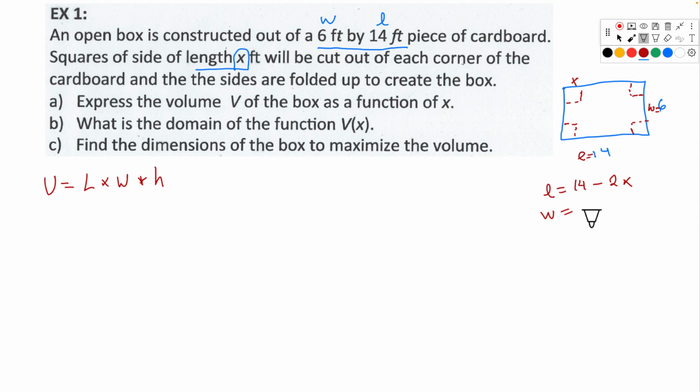And the same thing with the width. It started out being 6 feet, but I cut 2 x's off the sides, so when it becomes a box, it's going to be 6 minus 2x. So I've got those. What's going to be the height of the box? X. The amount of the cut is the height when you fold it up. Sometimes you won't see that unless you've actually done this. You could take a piece of paper, cut off X, whatever I cut it, that's going to be its height.